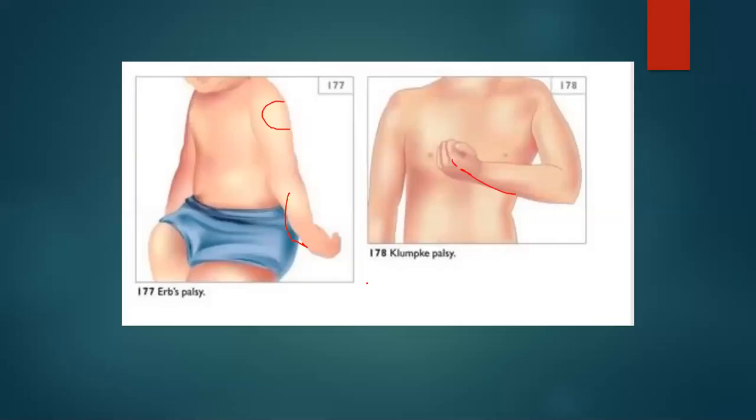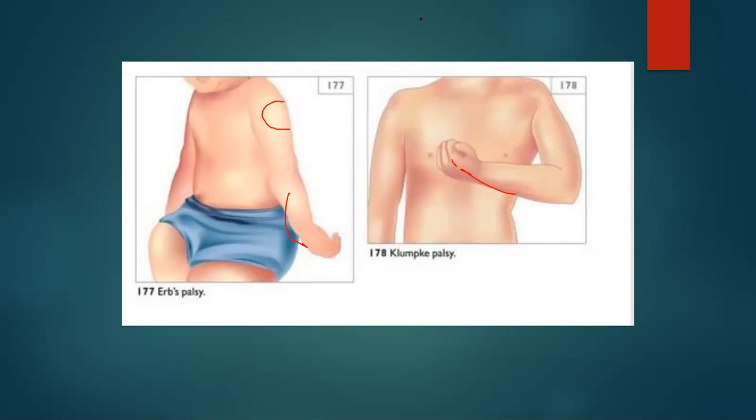All right. So this is Klumpke's and Erb's palsy. Do you understand? For Klumpke's, there's supination of the hand, extension of the hand, and it's associated with finger clubbing. The Moro reflex sometimes can be present, it doesn't matter, for Klumpke's. For Erb's, the Moro reflex is absent, but here it could be present or absent. But don't forget, no grasping reflex here.